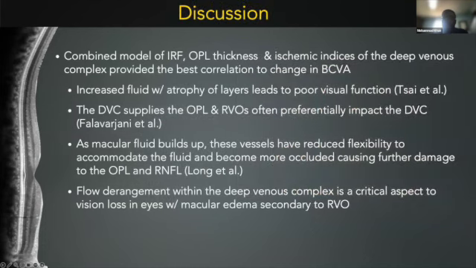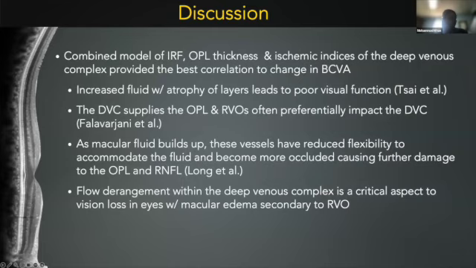So clinically though, what did our results really indicate? It basically shows that some of our results are clinically consistent. A combined model of IRF, OPL thickness, and ischemic indices of the deep venous complex provided the best correlation to visual acuity changes. Clinically, what this is telling us is that increased fluid with disruption of layers leads to poor visual function, which is something we further understand now about the deep VC.